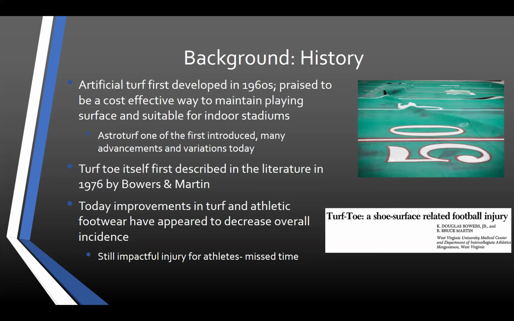AstroTurf was the first big commercial variant that was introduced, and was named as such because it was placed in the Astrodome in Texas. Since then, there have been many generations and iterations advancing the technology of artificial turf. But the turf toe injury itself, which is a hyper-dorsiflexion injury of the first metatarsal joint, was first described in the literature in 1976 by Dr. Bowers and Martin at the University of West Virginia. They saw an increase in this specific type of injury pattern when their football fields all began to be transitioned to an artificial surface.